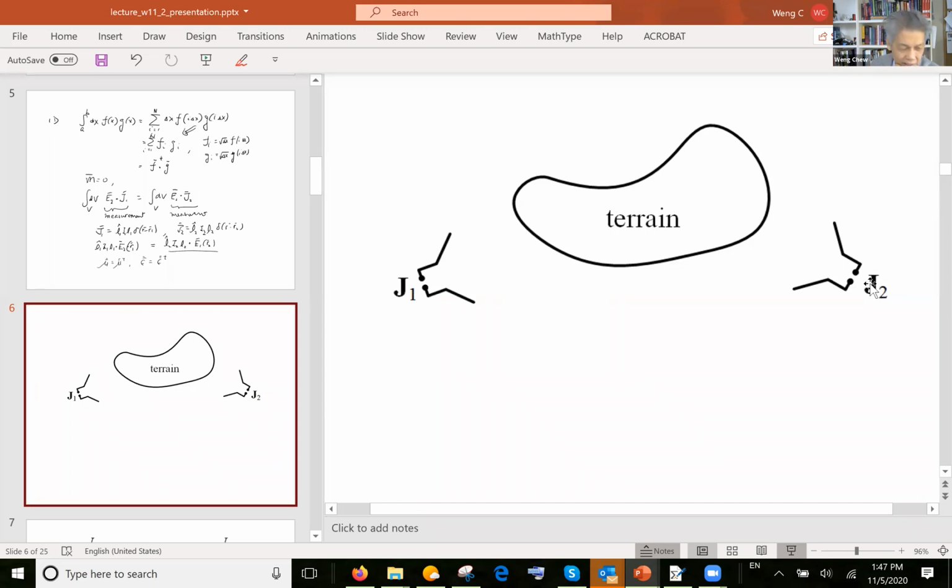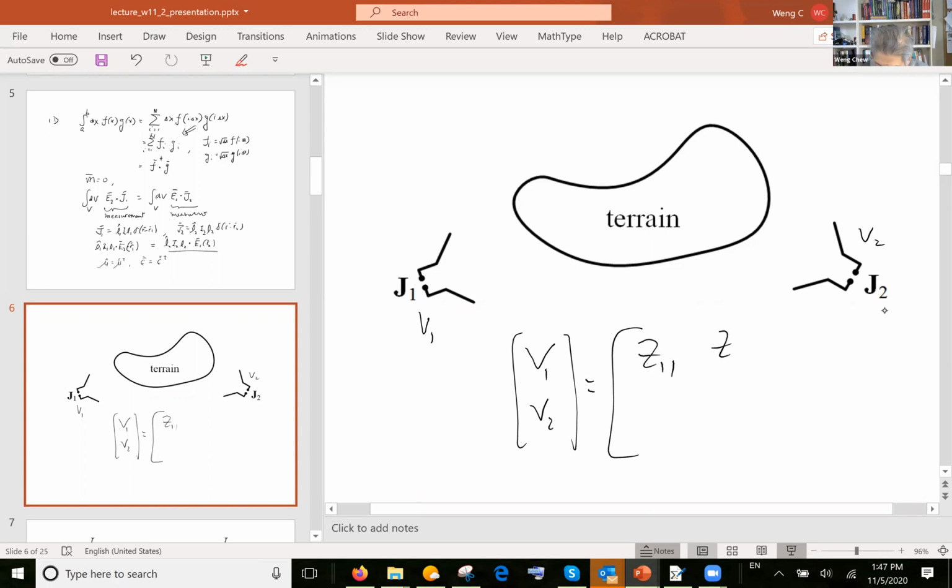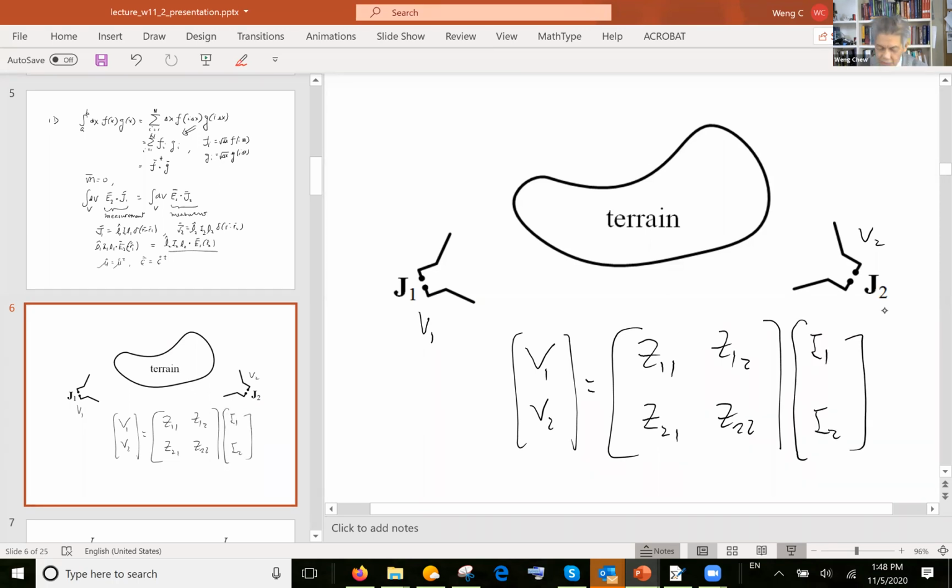And then you can write a linear relationship between the current J1 and V1 and the current J2 and V2. Say if you have an input port here, you will have a voltage V1 and V2 here. You would be able to write a relationship between V1, V2 and the currents I1 and I2, with Z21, Z22. This will be I1, I2. For two reasons. For the reason that I'm putting myself so small when I'm in the transmit port of this antenna that I'm in the regime where I can apply circuit theory.